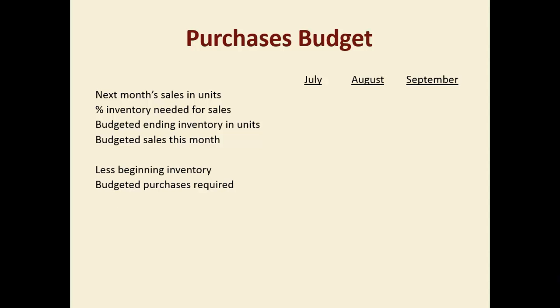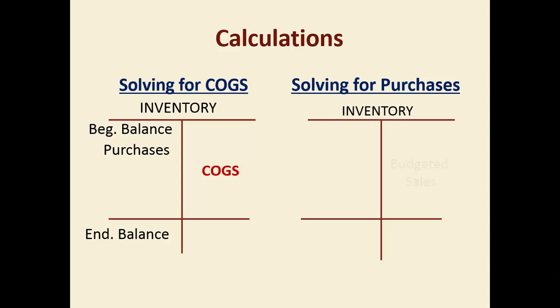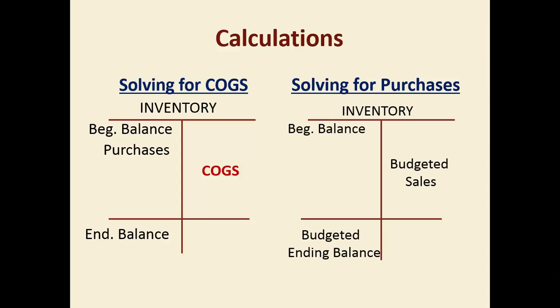So what are you really doing? You're taking the cost of goods sold formula, only instead of solving for cost of goods sold, here you're solving for purchases. You have budgeted sales, budgeted ending balance, and your beginning balance, so you solve for purchases.